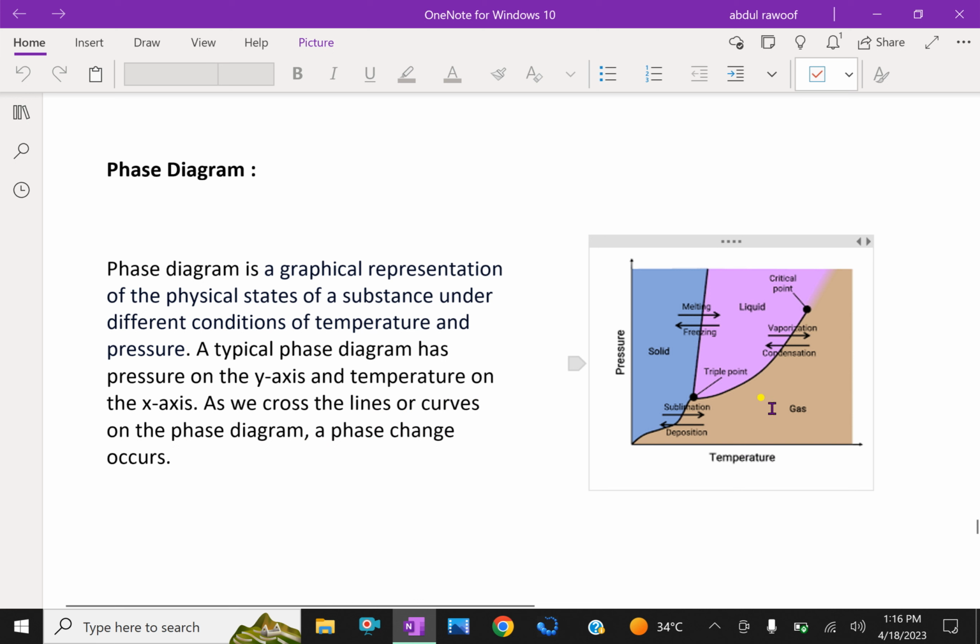Through the curve, if you move across some points, the phase changes happen. That means gas to liquid, solid to liquid, liquid to gas, while temperature increases. When temperature reduces or pressure increases, gas becomes liquid and liquid becomes solid. That means due to temperature and pressure changes, the phase changes happen.